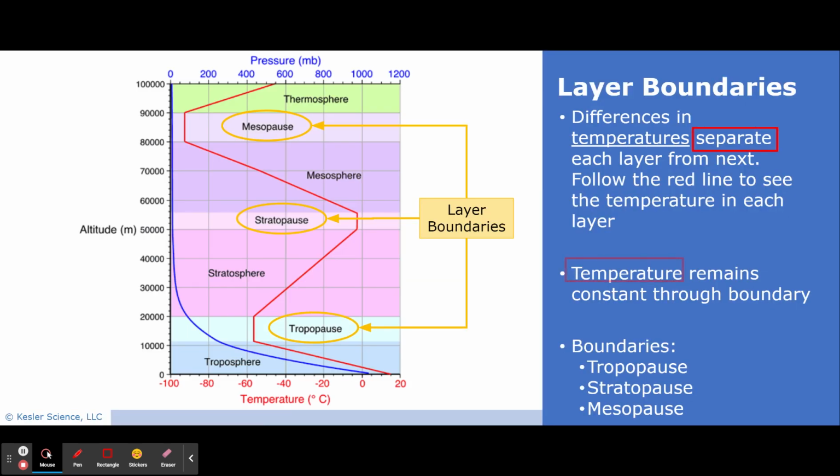Next, our layer boundaries. Let me make sure I have everything highlighted here for you. The differences in temperatures separate each layer from the next. Follow the red line to see the temperature in each layer. So this is the red line that you're following, and here are the different temperatures. So you will see how that red line correlates. Temperature remains constant through a boundary. And the boundaries are the tropopause, the stratopause, and the mesopause.